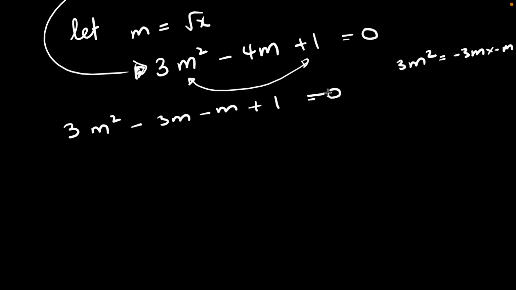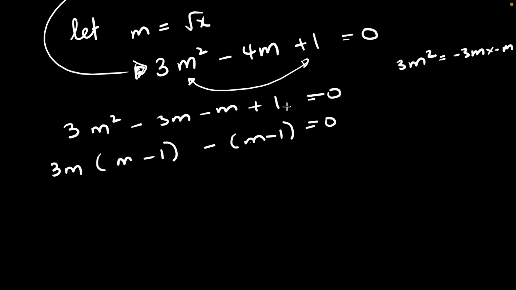And now we're back at that light work phase. What's common to these two right here? 3m, factor it out. What's left? m minus 1. We need this back over here. Write it down immediately. Do not hesitate. All right, what times m gives me negative m? It's negative 1. And negative 1 times negative 1 is positive 1.